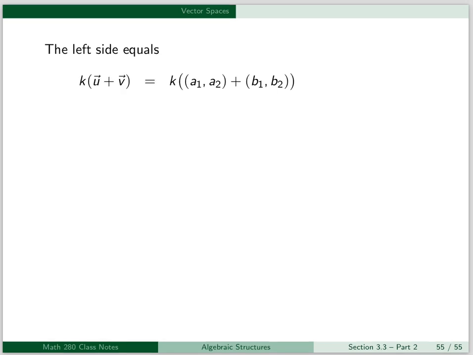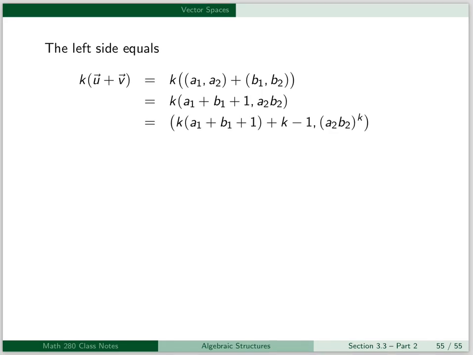The left side, k times u plus v, will be k times a1, a2 plus b1, b2. And so we do what's in the parentheses first, and so we're going to add the two vectors a1, a2 and b1, b2 using the definition in this example. So this will be k times the vector a1 plus b1 plus 1, a2 b2. So now we have to use the scalar multiplication in this example. And so this will be k times the first component, a1 plus b1 plus 1, plus k minus 1, and then a2 b2, the second component, raised to the k power.